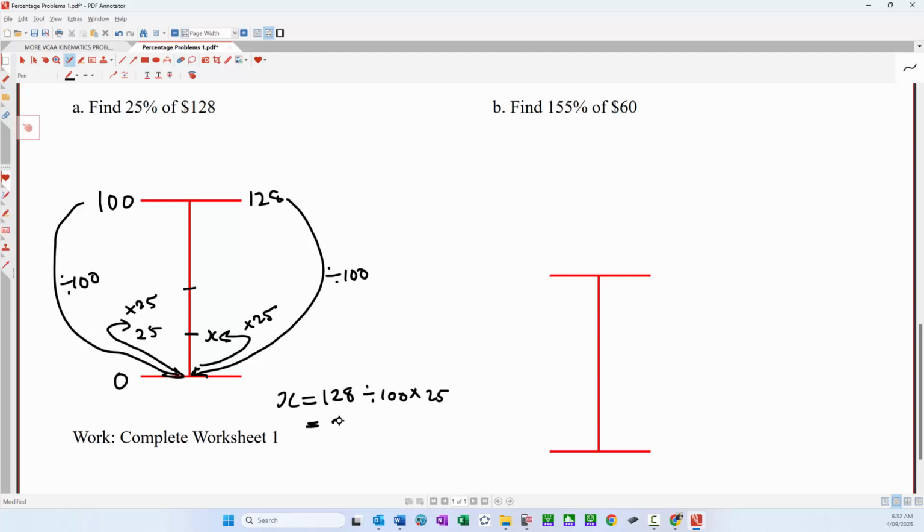32. Now this is not a percentage. In fact, this is $32. So 25% of $128 represents $32.